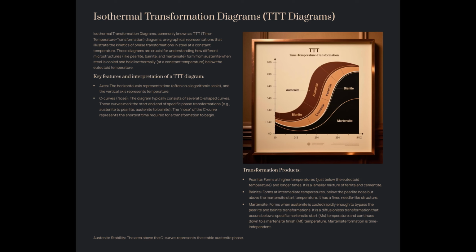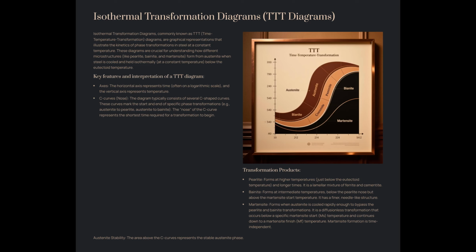Martensite forms when austenite is cooled rapidly enough to bypass the pearlite and bainite transformations. It is a diffusionless transformation that occurs below a specific martensite start, Ms, temperature, and continues down to a martensite finish, Mf, temperature. Martensite formation is time independent. Austenite stability: the area above the C-curves represents the stable austenite phase.